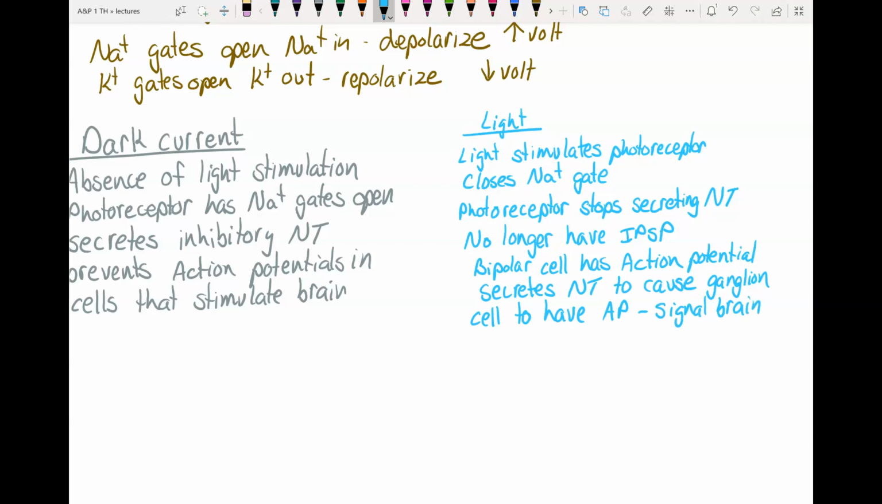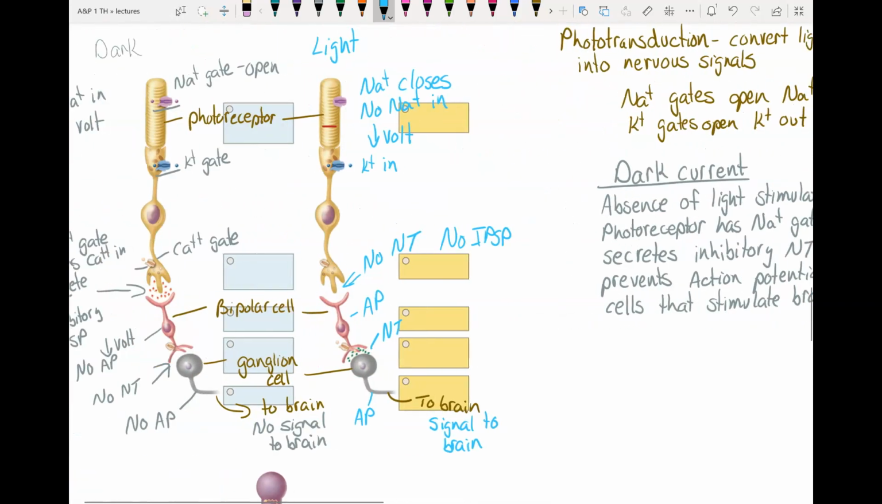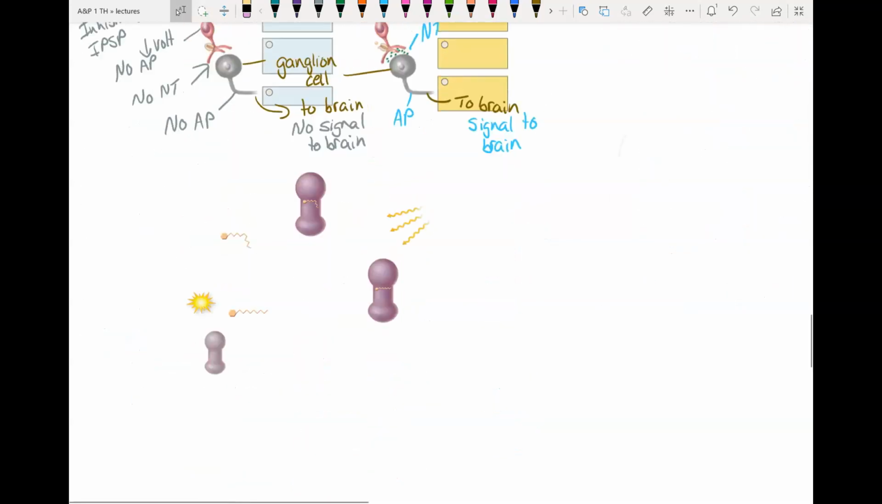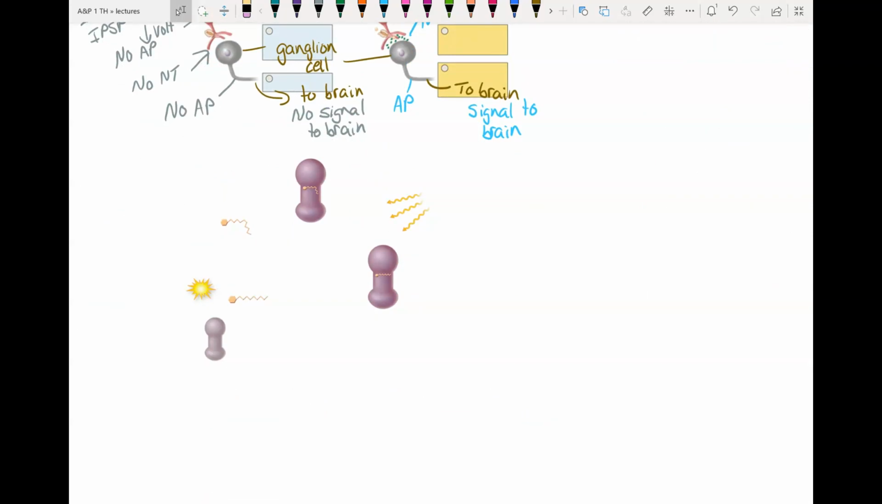Okay. Now we're going to go into a little more detail of what's happening in the photoreceptor, of just how you open and close that sodium gate. And this is a molecule called rhodopsin. So the purple thing here is your rhodopsin. Then we also have this yellow thing inside of it, this kind of orangish thing here. This is retinol.